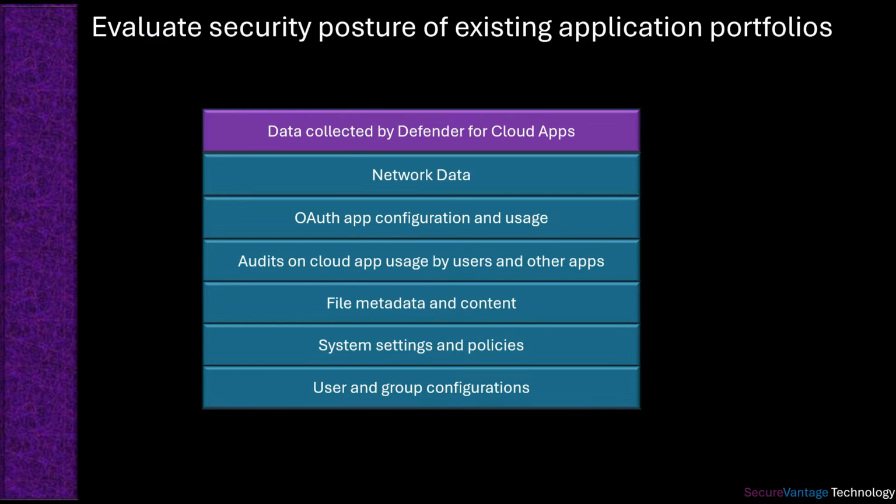Let's understand some of the privacy related things that you need to know as a cybersecurity architect when you use Microsoft Defender for Cloud Apps. First thing is you should know what type of data is collected by cloud apps. Defender for Cloud Apps collects information from your configured cloud apps and data sources. Information collected from those sources includes network data, OAuth app configuration and usage, audits on cloud app usage by users and other apps, file metadata and content, system settings and policies, and user and group configurations.